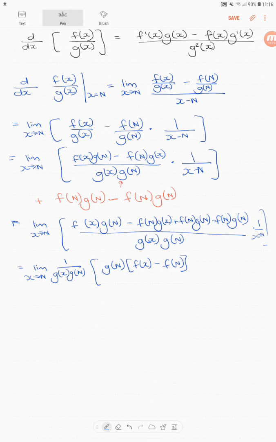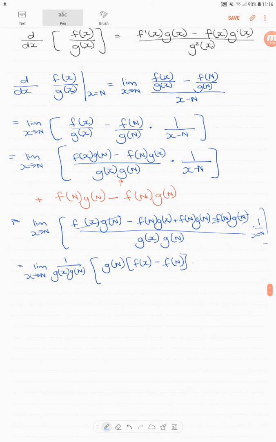So where do we get these terms? We have g n and g n, f x and f x. So these would be these two terms. Minus f of n is a common denominator in these two, times g of x minus g of n, which is these two terms. Note the sign changes. All of this over x minus n.